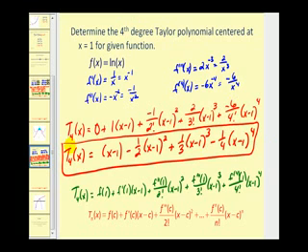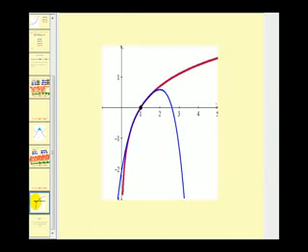Let's go and look at this one graphically as well. We have our original function in red, and we have our degree 4 Taylor polynomial in blue. So notice that as long as x is close to positive 1, the blue polynomial is a good approximation of the original function in red.